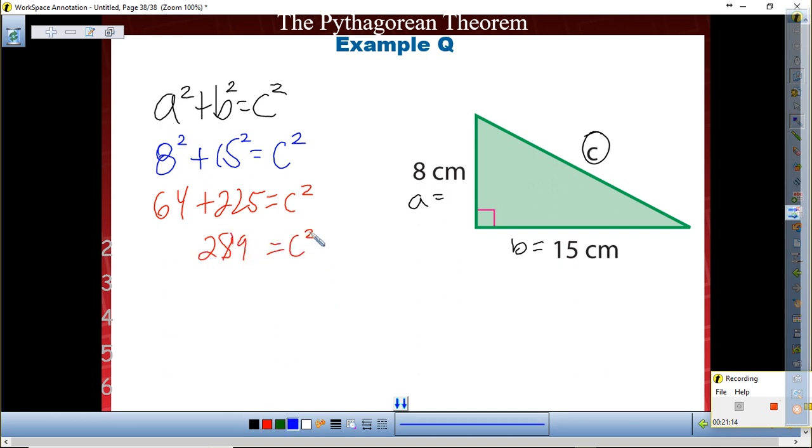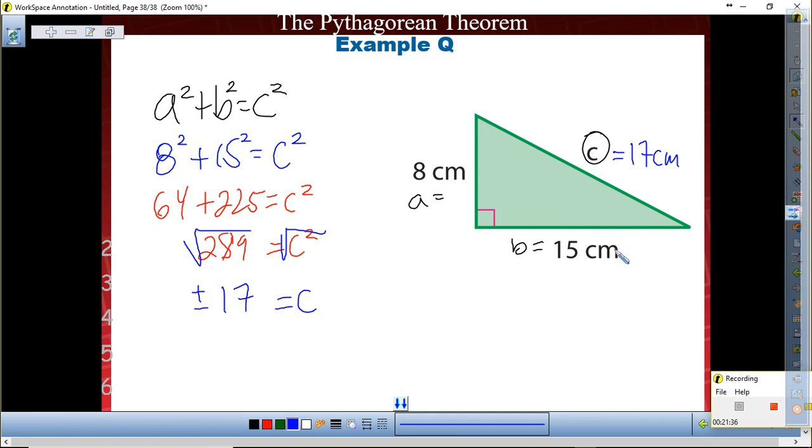Question, how do we cancel this square? Square root. Whatever we do to one side, do to the other. Therefore, C is equal to plus minus 17. However, can we use the minus 17? No, because this is distance. So what is the answer for this one? 17 centimeters. And that's how we use the Pythagorean Theorem.